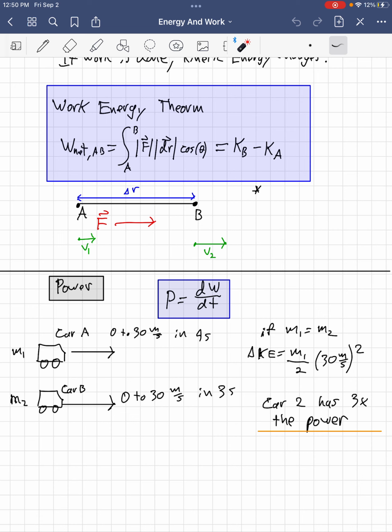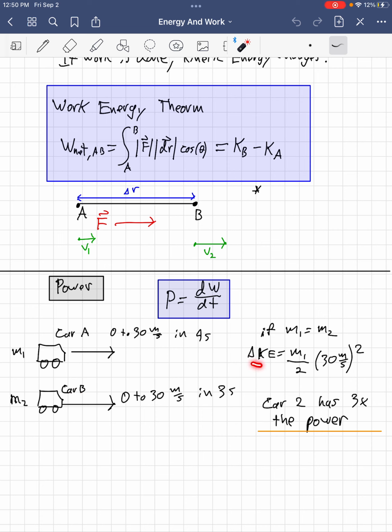So let's think about this. Let's say car A has the same mass as car B. Car A, maybe it's a Toyota Camry, and car B is a Porsche or something. Let's say they have the same mass. Car A, the Camry, can get from 0 to 30 meters per second in 9 seconds. And car B can get from 0 to 30 meters per second in 3 seconds.